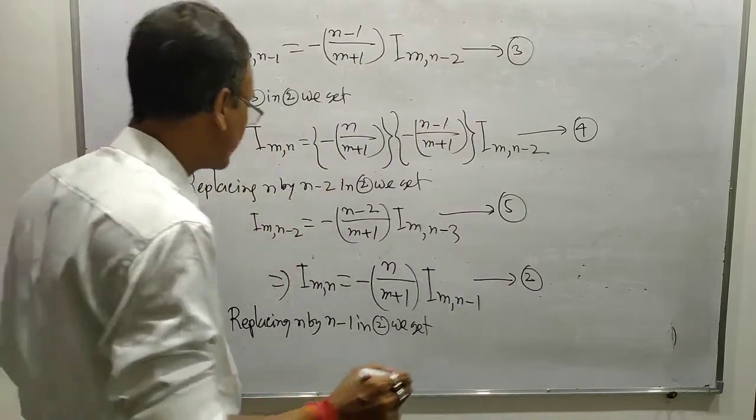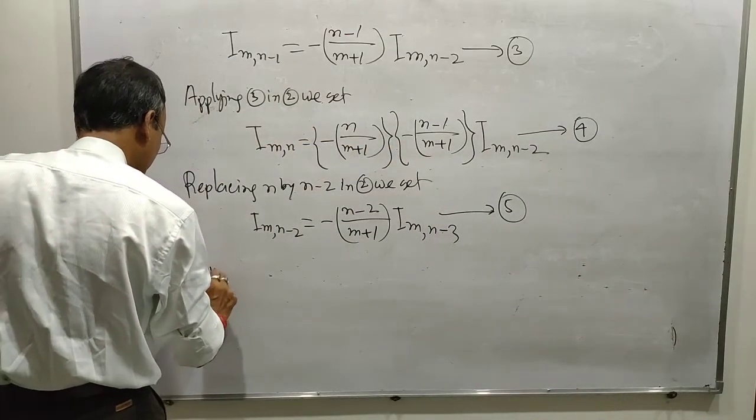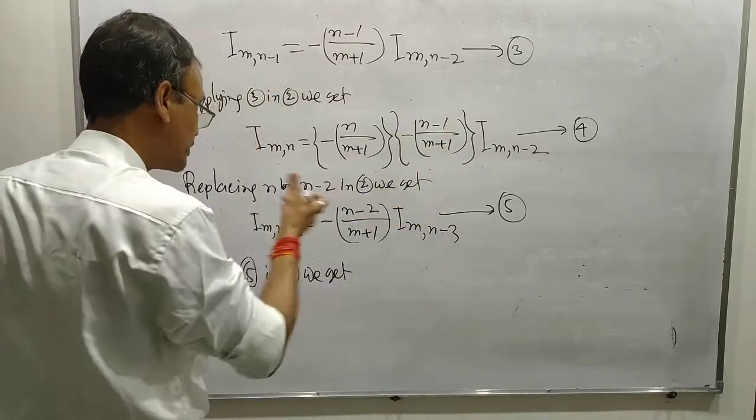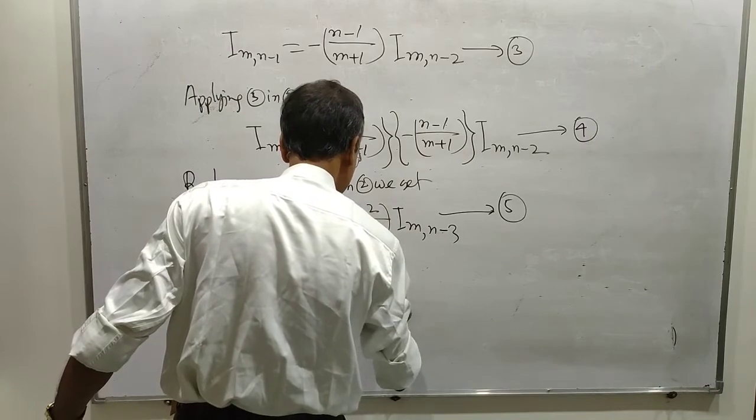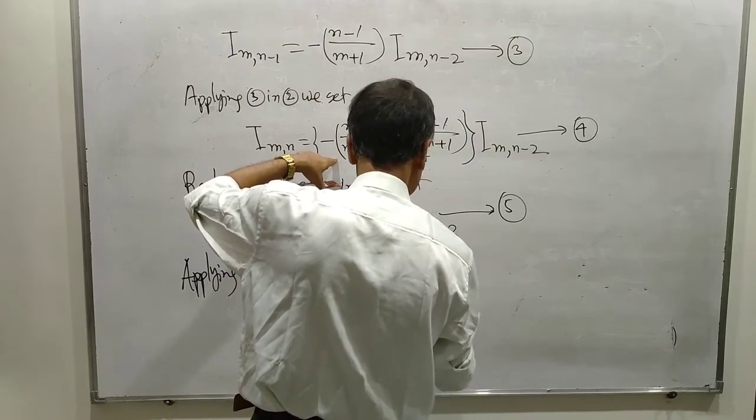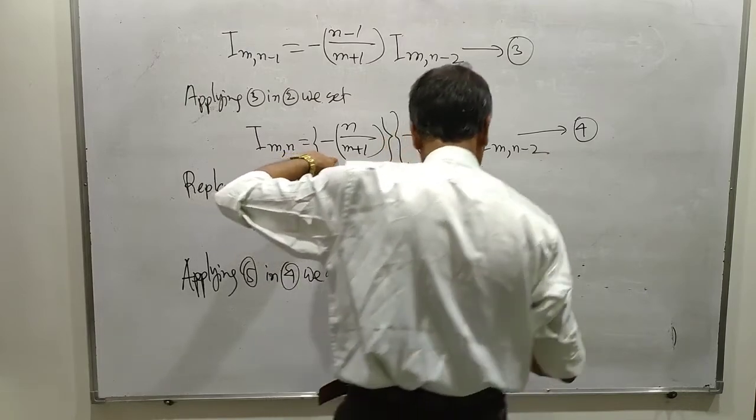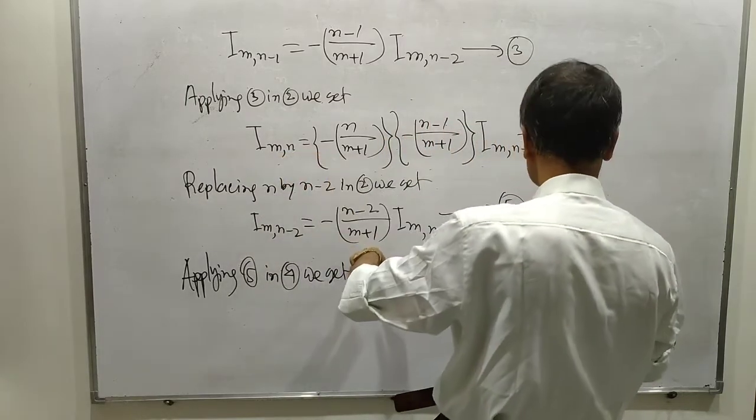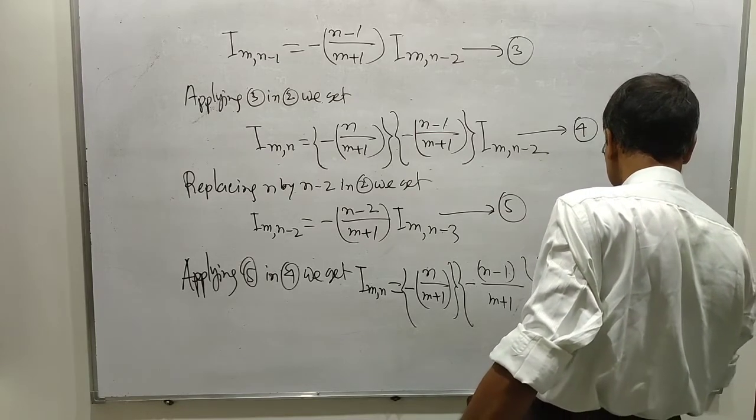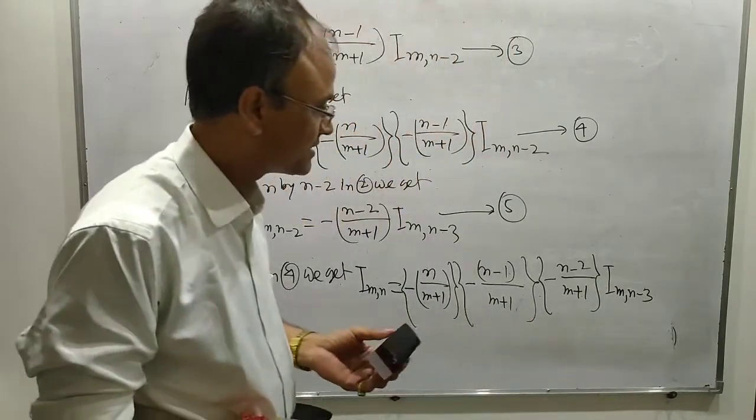Applying 5 in 4, we get I_{m,n} equals minus n/(m+1), minus (n-1)/(m+1), minus (n-2)/(m+1), I_{m,n-3}. Here n is an integer greater than 0.